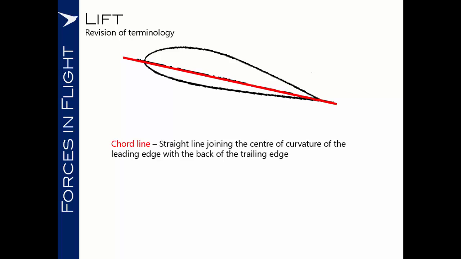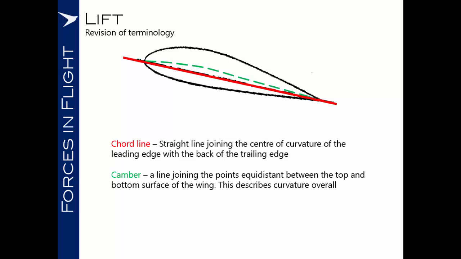The chord line, the line which is marked red on the aerofoil diagram here, is a straight line joining the centre of curvature of the leading edge of the wing with the back of the trailing edge of the wing. The camber line, marked in green here, is a line joining the points equidistant between the top and bottom surface of the wing all the way along the chord line. This describes the curvature overall of the wing.